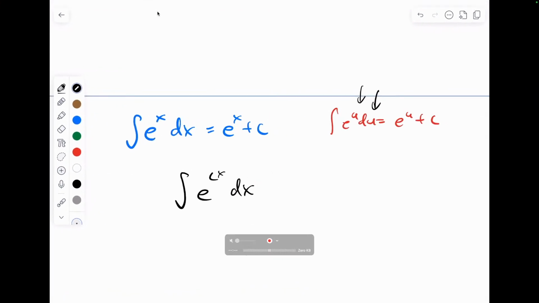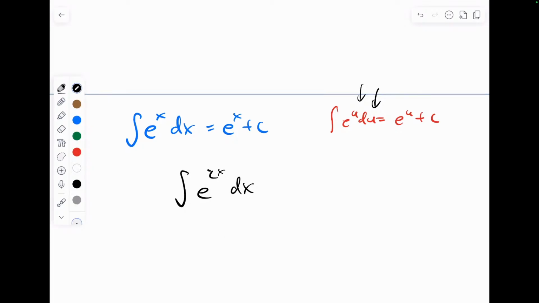Okay. The integral of e to the 2x, what do you think it is going to be? If you don't think carefully, you're going to get a wrong answer like me. When I was in high school, I got a wrong answer. And I don't want you to be like me. I want you to be smarter than me. So what's the integral of e to the 2x dx? Write it down if you think you know it.